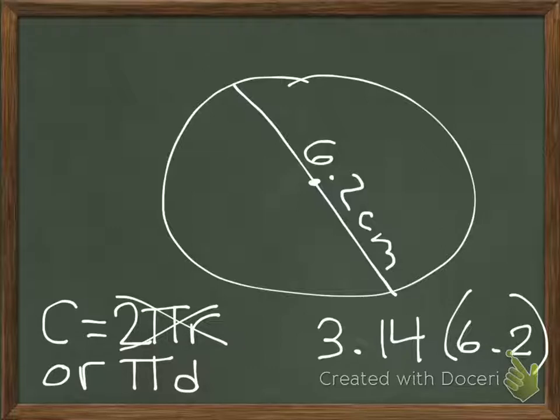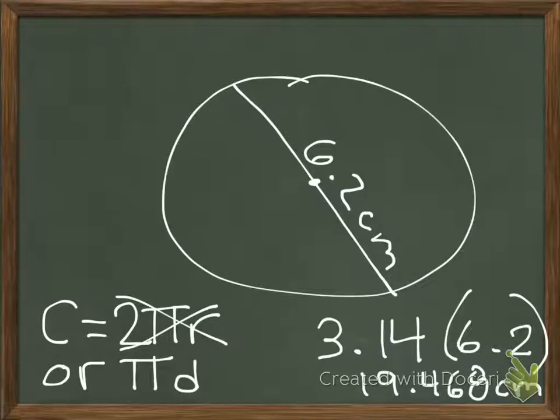So we multiply that, 3.14 times 6.2, which gives us 19.468. And we're labeling that centimeters. Since it didn't tell us to round, we just leave it as the full decimal and label it with centimeters. That's the perimeter, or the circumference, of the circle.